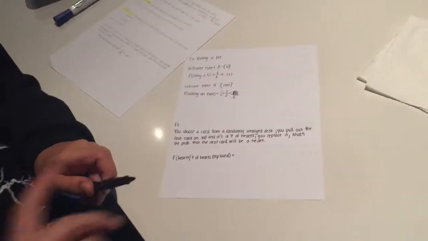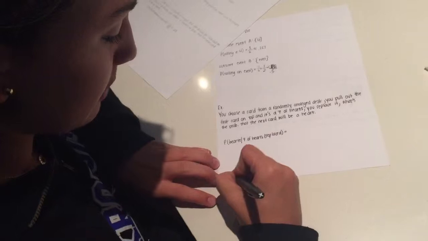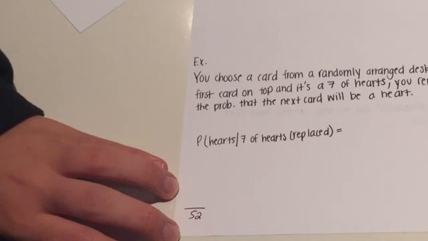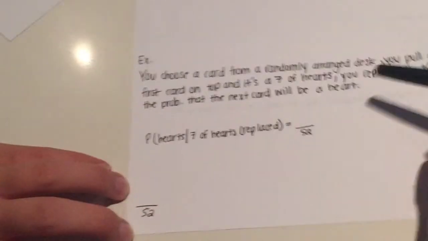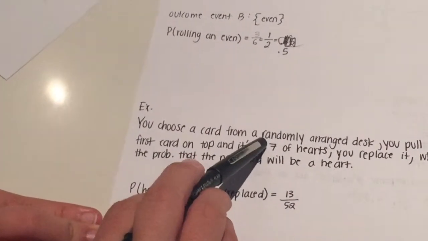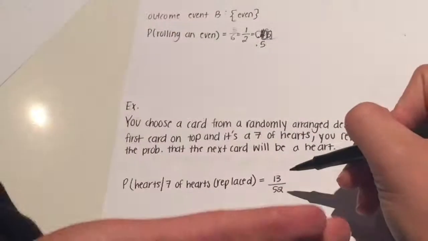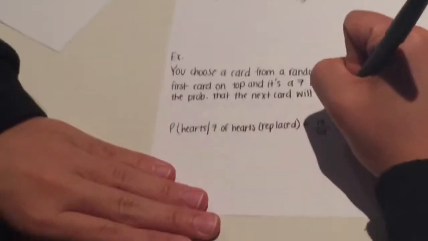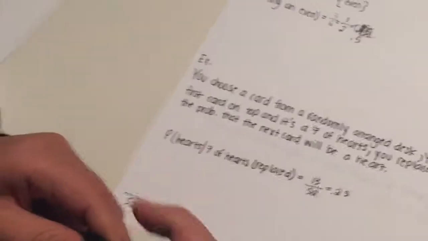When we're looking at a standard deck, it consists of 52 cards, which will be our sample space, so that will be the bottom, and 13 cards will be hearts. We are not subtracting 1 from 13 because the 7 was replaced, meaning it was put back, and 13 is king through ace. And the exact probability of that is 0.25. So that is an example of conditional probability.